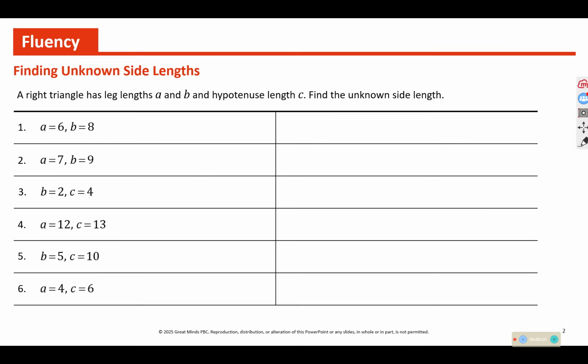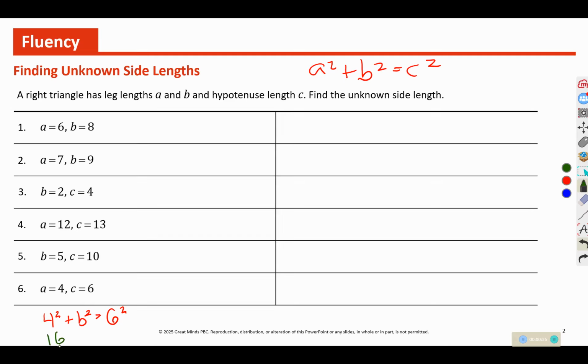For your warm-up, it says a right triangle has leg lengths A and B and hypotenuse C. Find the unknown side length. We're going to use the Pythagorean theorem and replace the values with the information provided. So A is 4. We are looking for B, and C is 6.